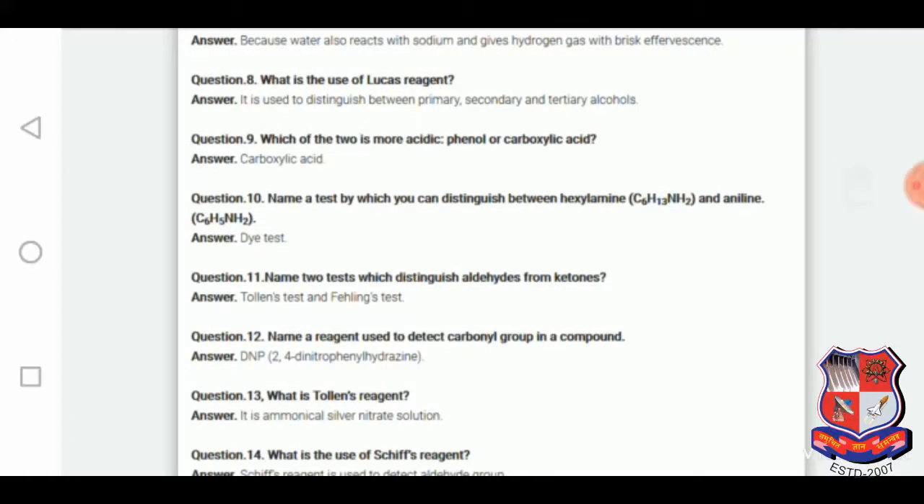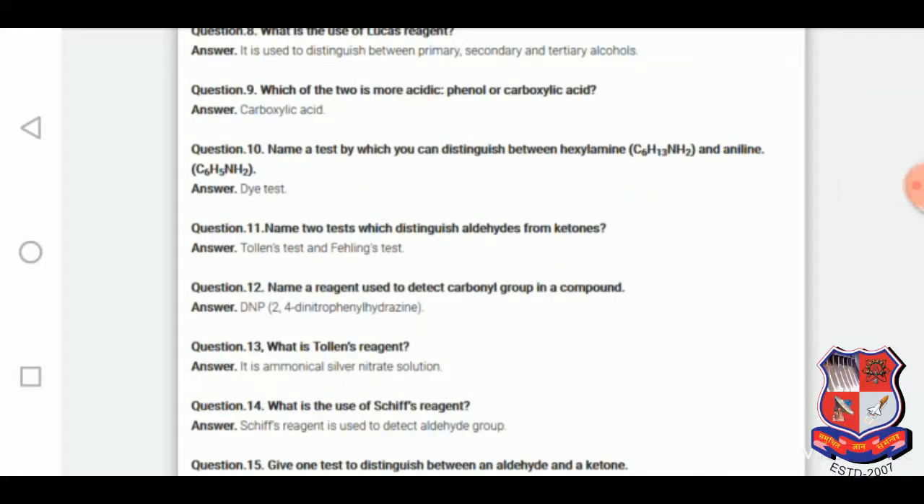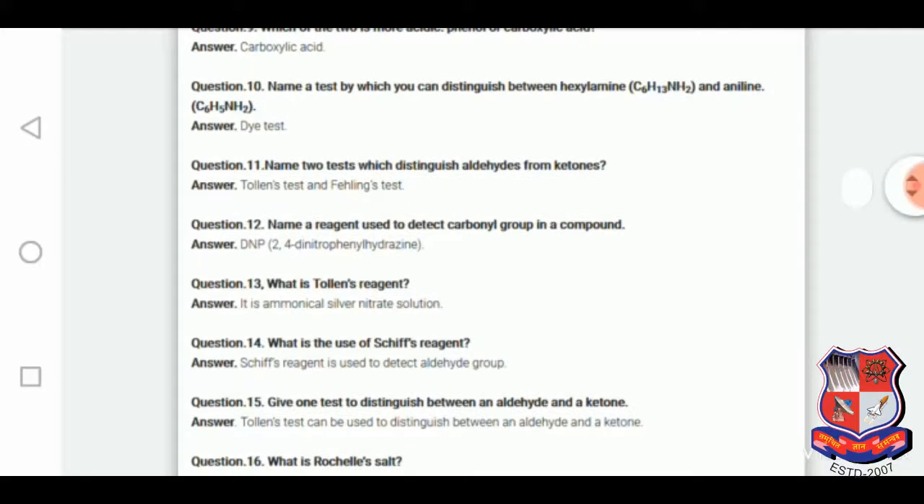Which of the two is more acidic, phenol or carboxylic acid? Carboxylic acid is more acidic. Name a test by which you can distinguish between hexylamine and aniline. The answer will be the dye test. Name a test which distinguishes aldehyde from ketone. The answer will be Tollens or Fehling test.